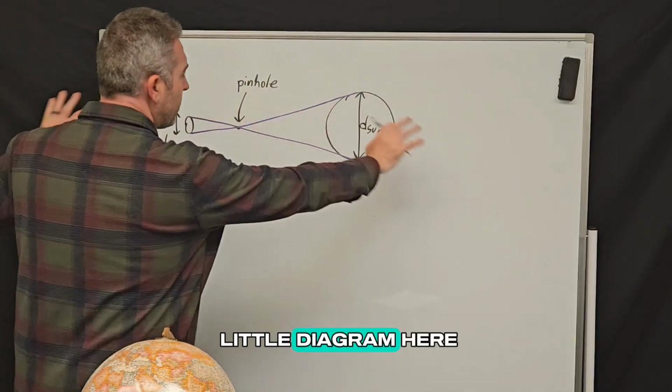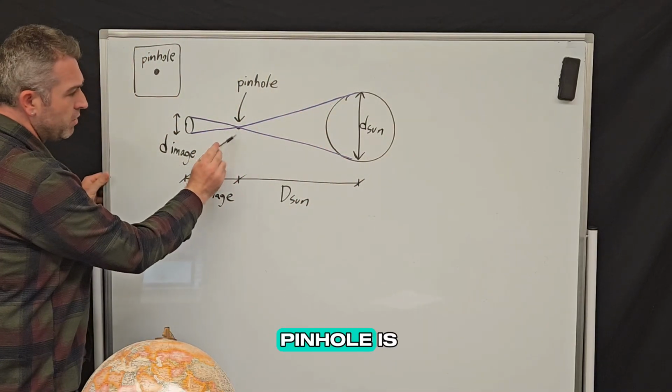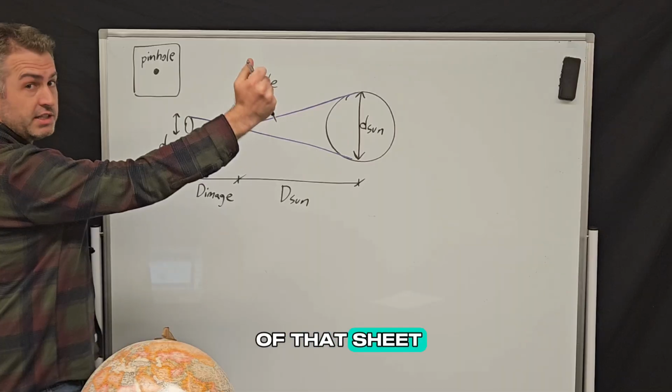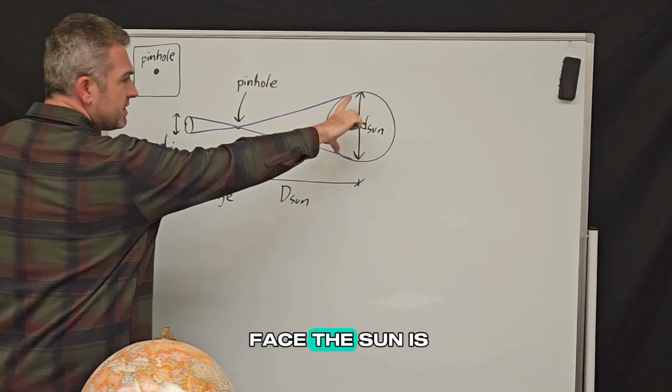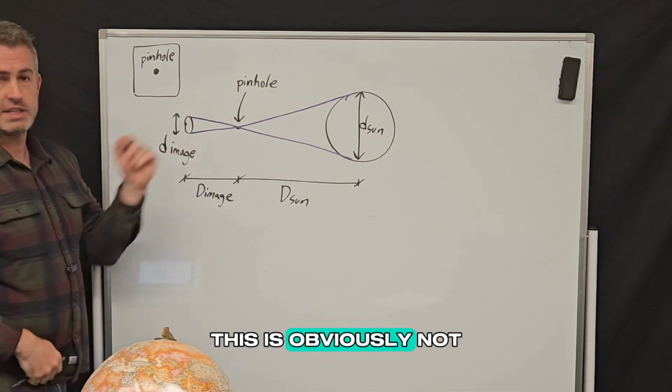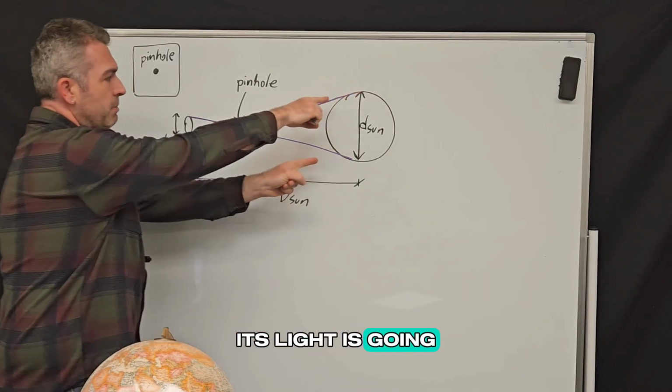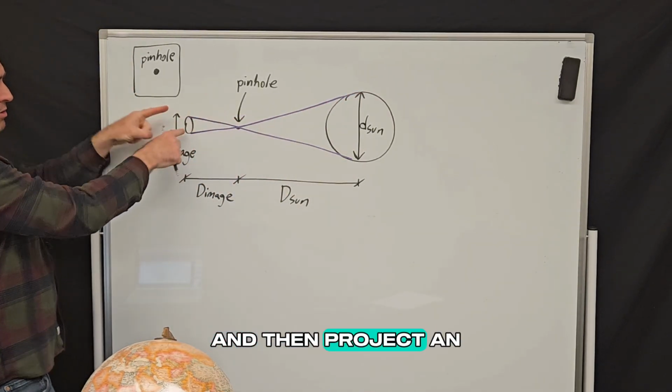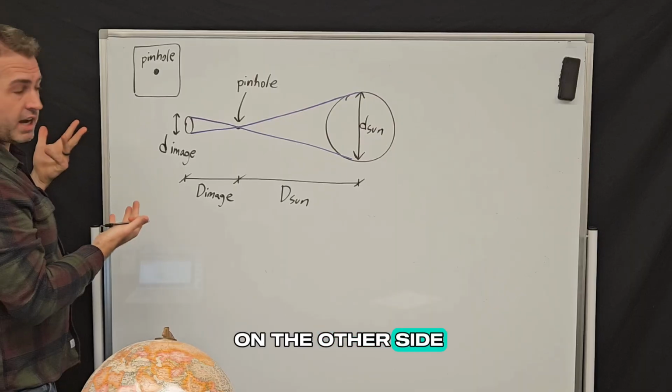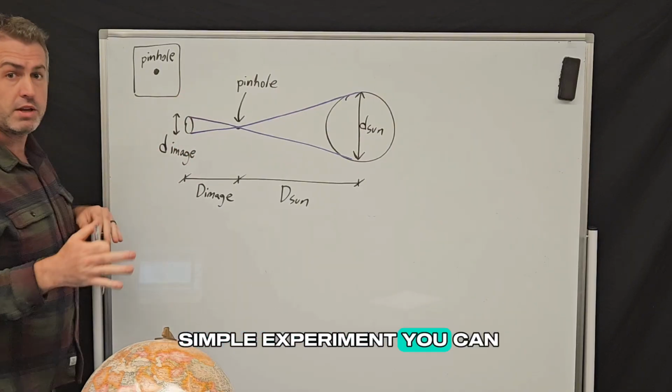So I drew a little diagram here. This is where the pinhole is, so that's the location of that sheet in front of your face. The sun is somewhere far away. This is obviously not to scale. Its light is going to pass through that pinhole and then project an image of the sun on the other side. So it's a very simple experiment you can do at home.